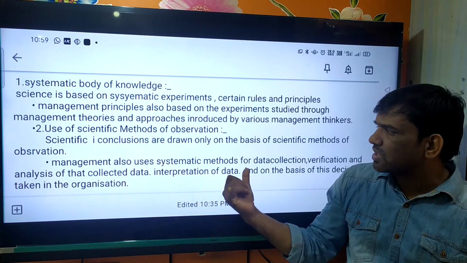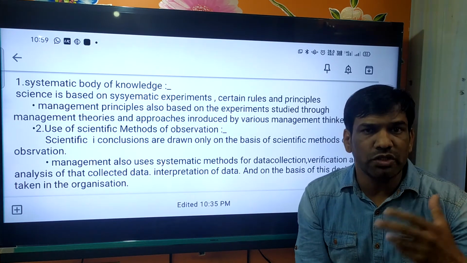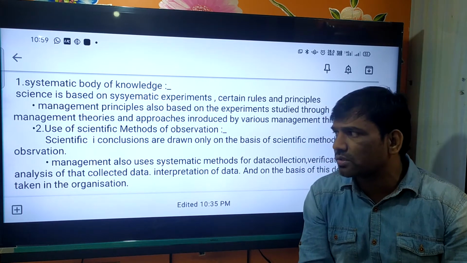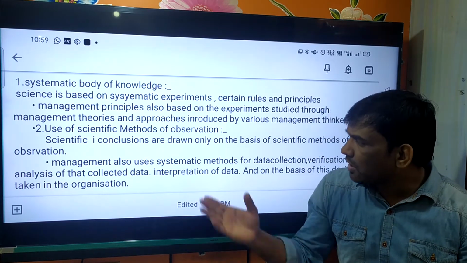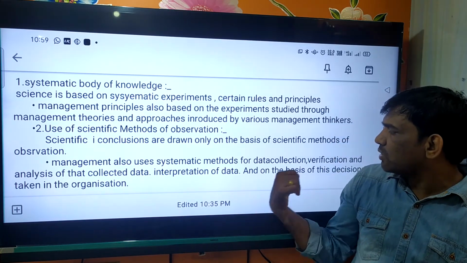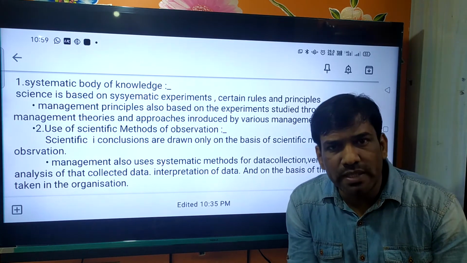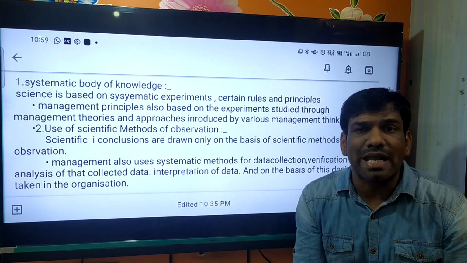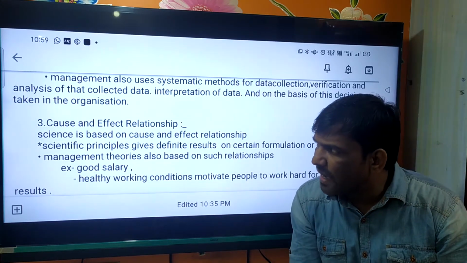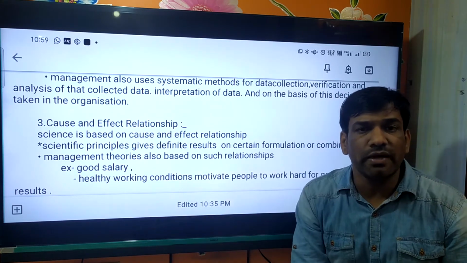The management also uses systematic methods of data collection. Management में हम लोग क्या करते हैं? For collecting data, we use different methods. For verification, analysis and interpretation of that collected data, we use certain management principles. And on the basis of this, decisions are taken in the organization. Management में जो भी decisions लिए जाते हैं, which are based on the scientific principles of management or Henry Fayol's 14 principles of management. The third dimension of science is cause and effect relationship.